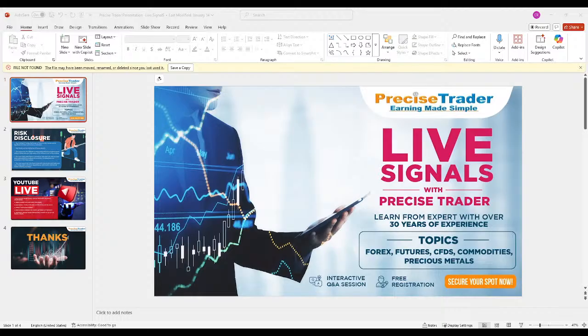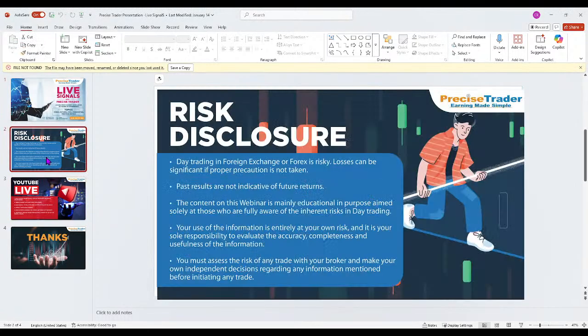Let's look at the risk disclosure. Day trading in foreign exchange is risky. Past results are not indicative of future returns. The content on this webinar is mainly for educational purposes. Use the information entirely at your own risk, and you must assess the risk of your trade with your broker before you put in your trades.